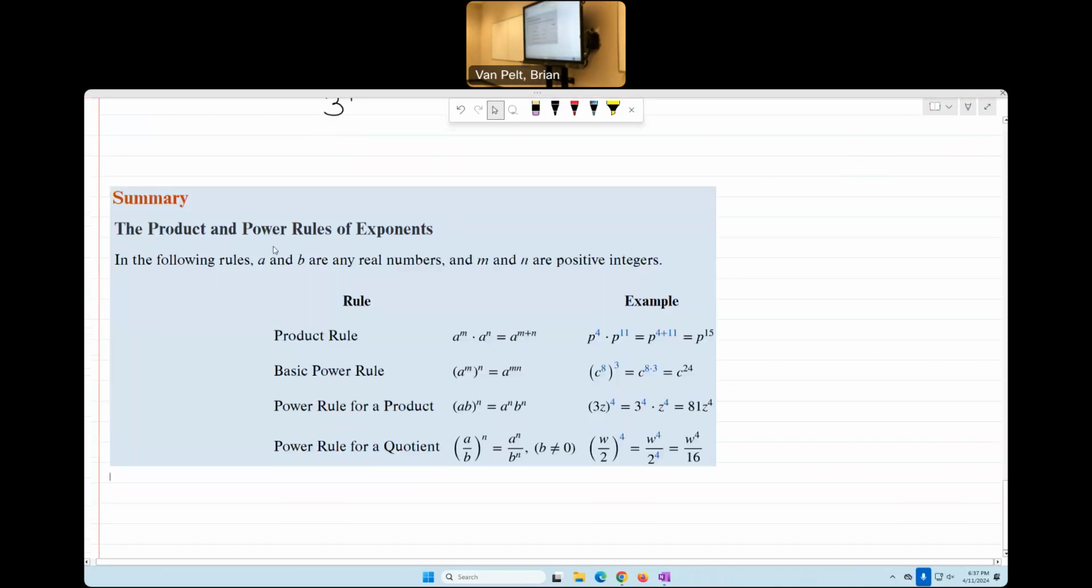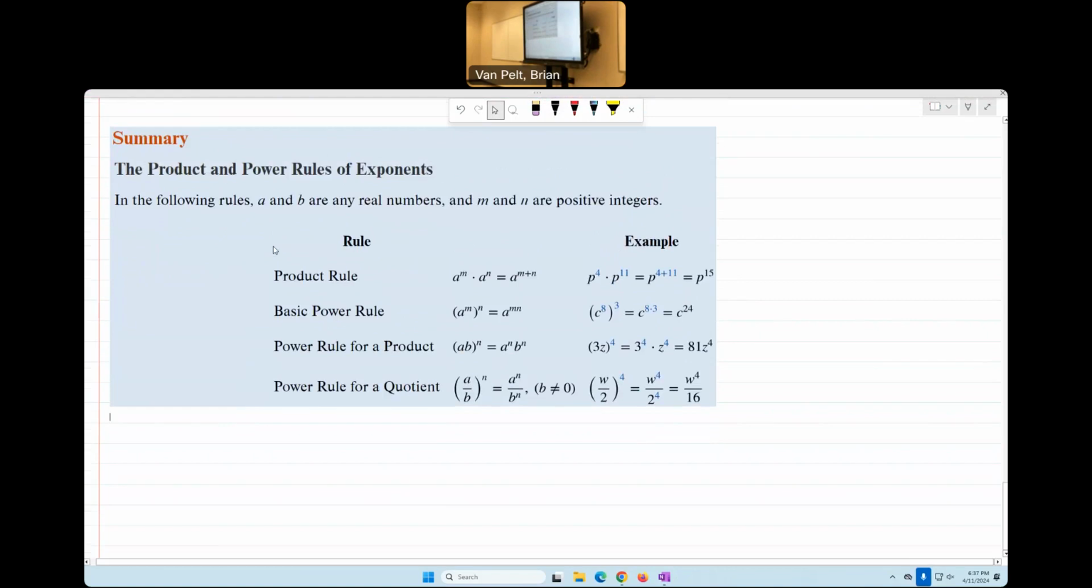Here, you obviously don't bother writing these down. You can look this up later when you look at my notes. This is also in your book, so it's not like you have to go hunting for it. We okay? So we had 4 basic rules. Okay, look, they all have names. The basic power rule, the power rule for a product, and the power rule for a quotient, so they do have different names.